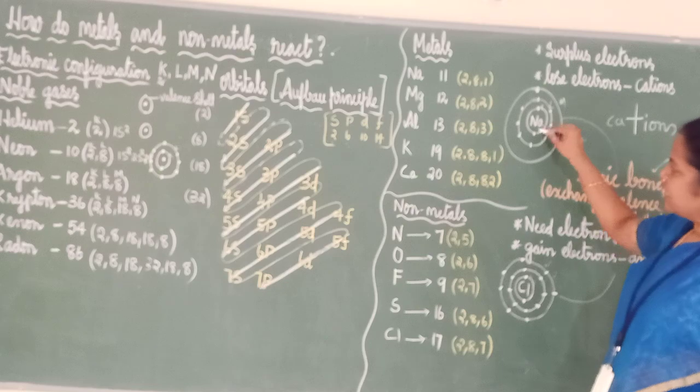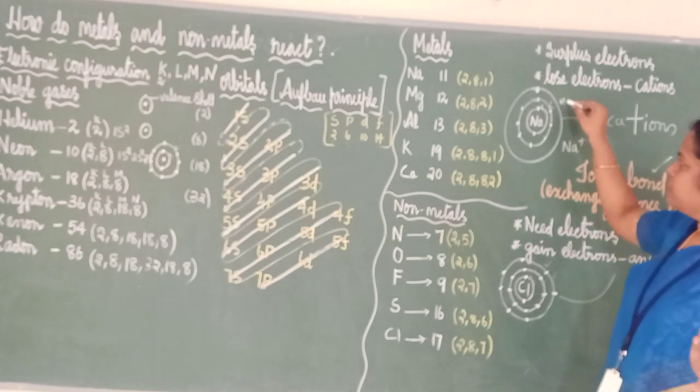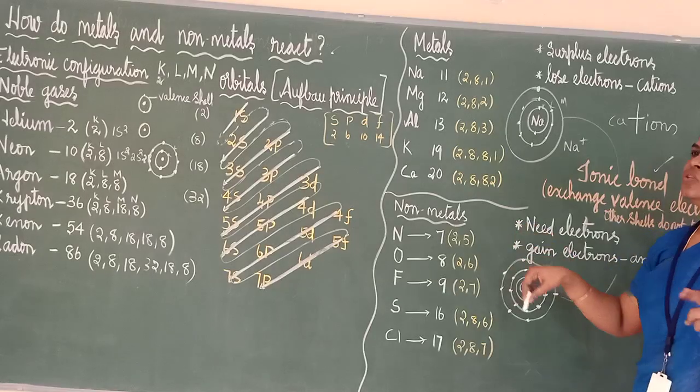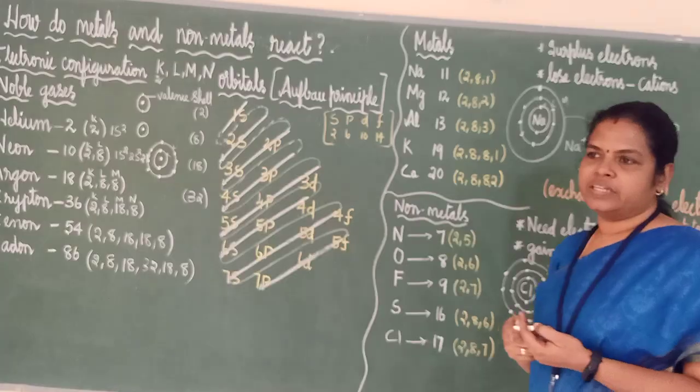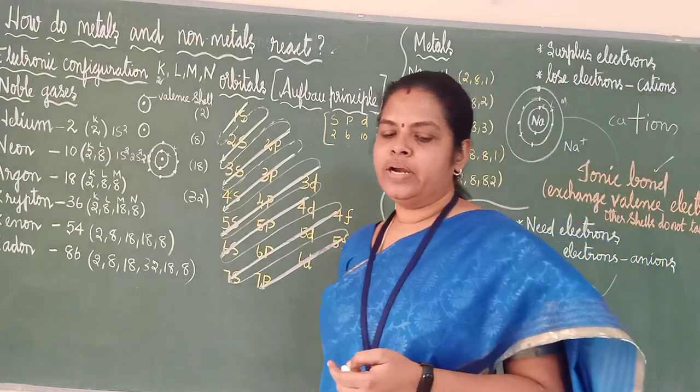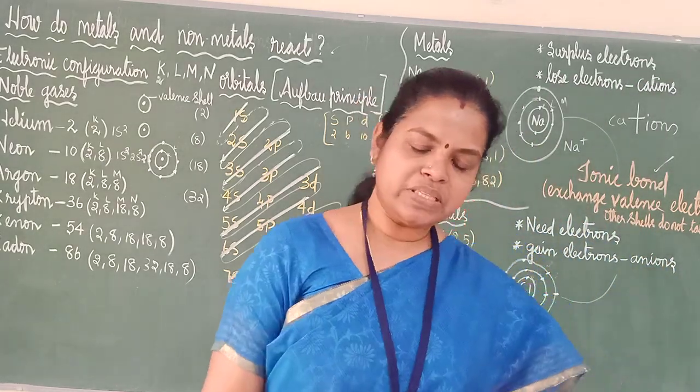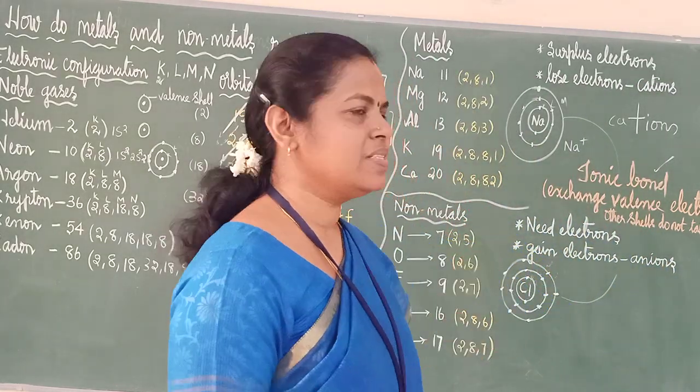Same way here, K and L they are not doing anything. Only the M shell will give 1 electron. So it's very important that exchange of valence electrons takes place, but not in the other shells. Only in the outermost shell, the valence shell, they will try to have a bond. That bond is called, what's the name? Ionic bond. So tomorrow we will be studying in detail about what is ionic bond.